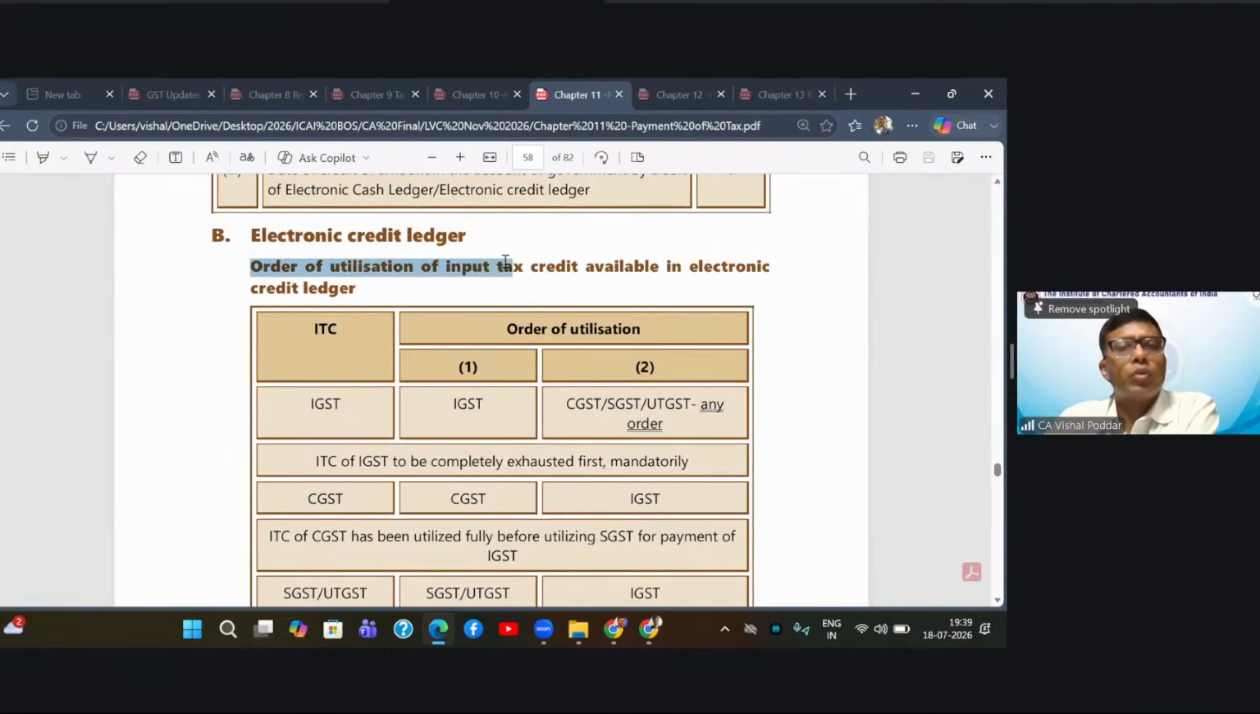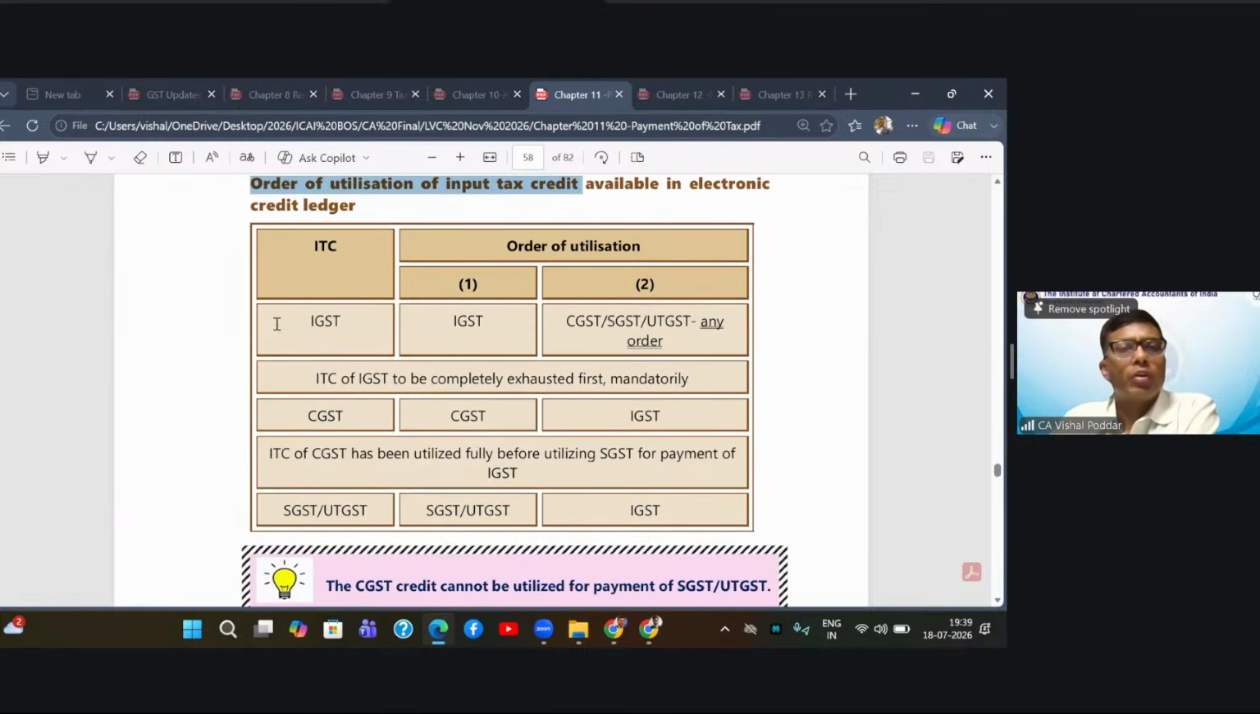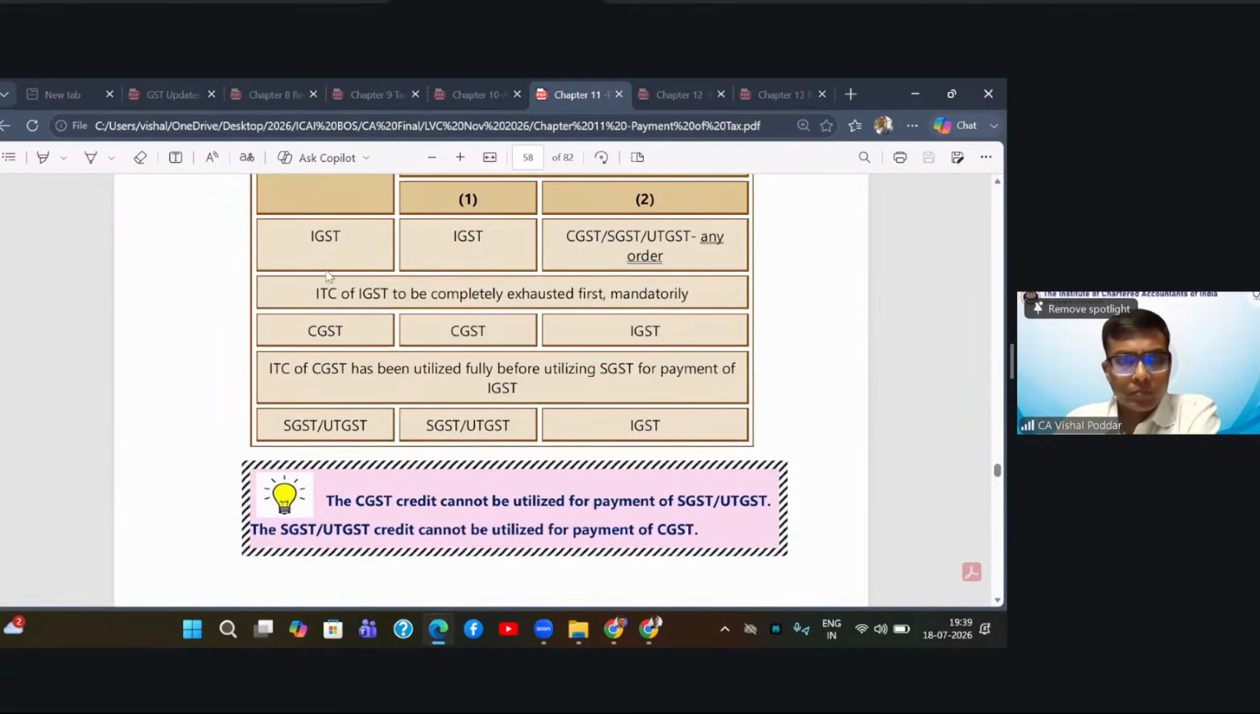Now this ITC, the first point that you have to remember is the order of utilization. When you have to utilize your input tax credit for discharging the tax liability, how do you have to discharge? You have to start with the IGST credit. You have to first utilize it for making payment of IGST liability. Once that is exhausted, then you can use the IGST credit for making payment of CGST and SGST. This can be done in any order, in any proportion.